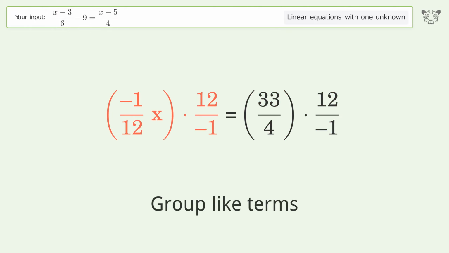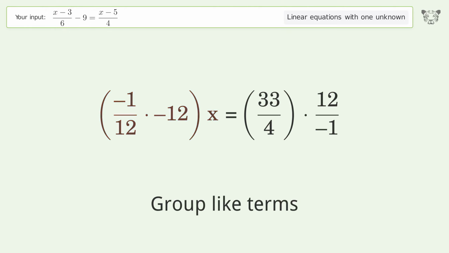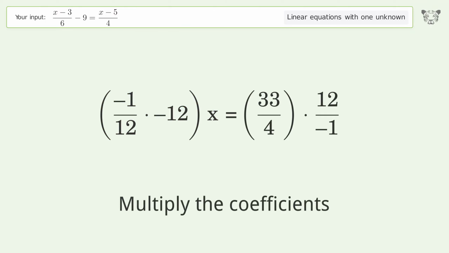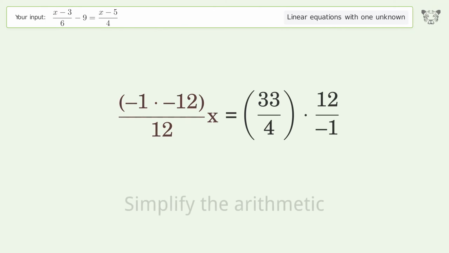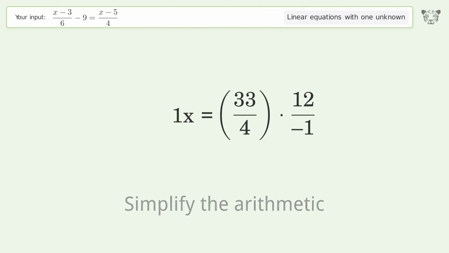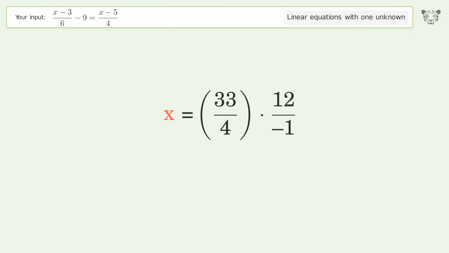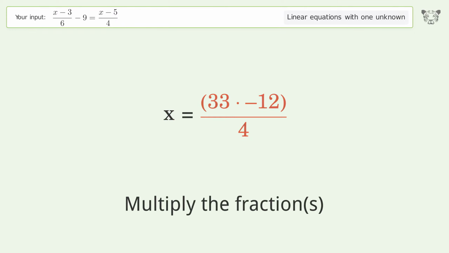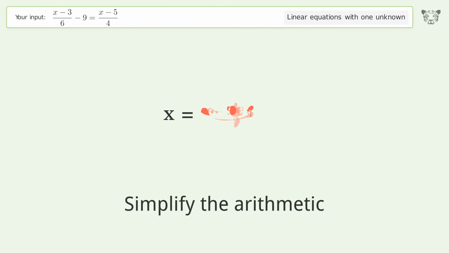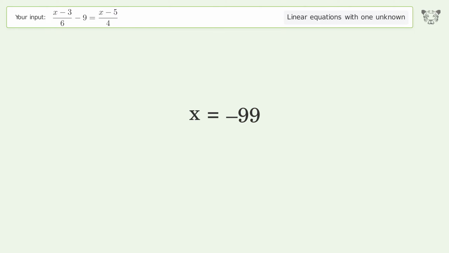Group like terms. Multiply the coefficients. Simplify the arithmetic. Multiply the fractions. Simplify the arithmetic. And so the final result is x equals -99.